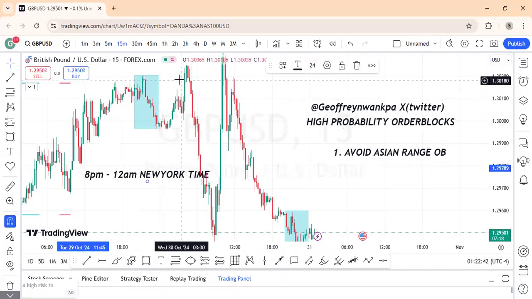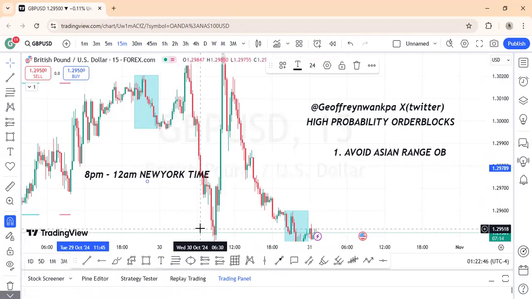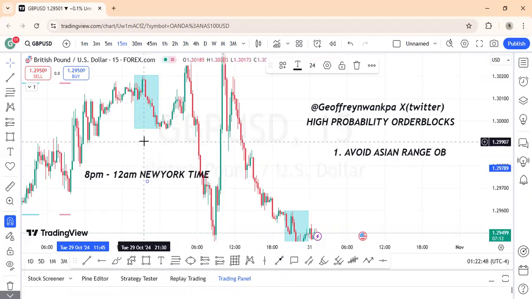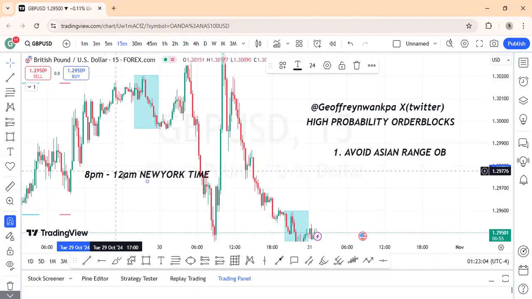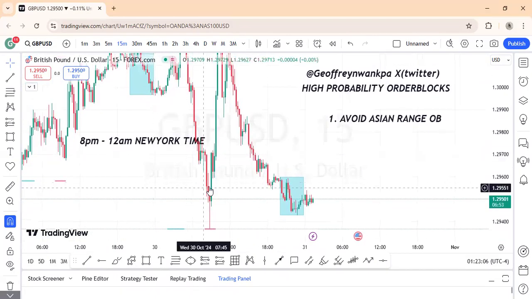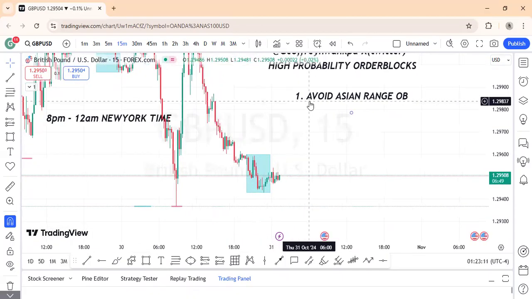Other blocks that form in the Asian range are low probability, although sometimes they play out, especially on pairs like GJ, GBP JPY, those Asian pairs. But on USD pairs, GBP USD, Euro USD, you should avoid Asian range OBs. On pairs like GJ, because of the yen, because of the Asian components, it sometimes plays out. So we should avoid order blocks that form in the Asian range, not the Asian session.